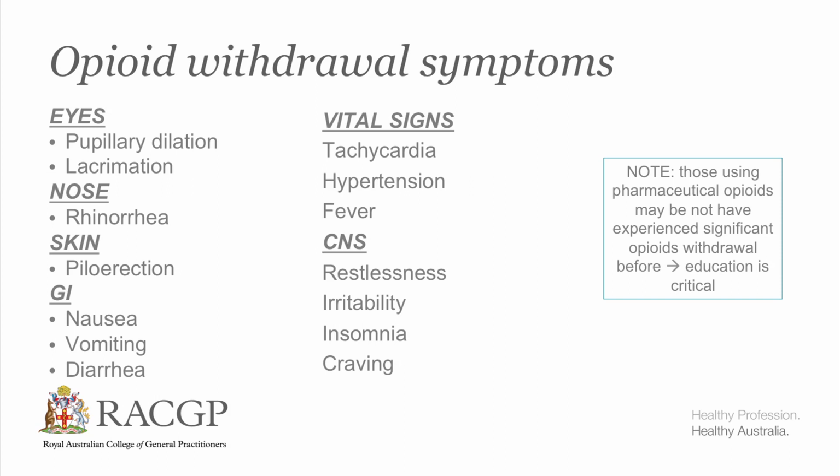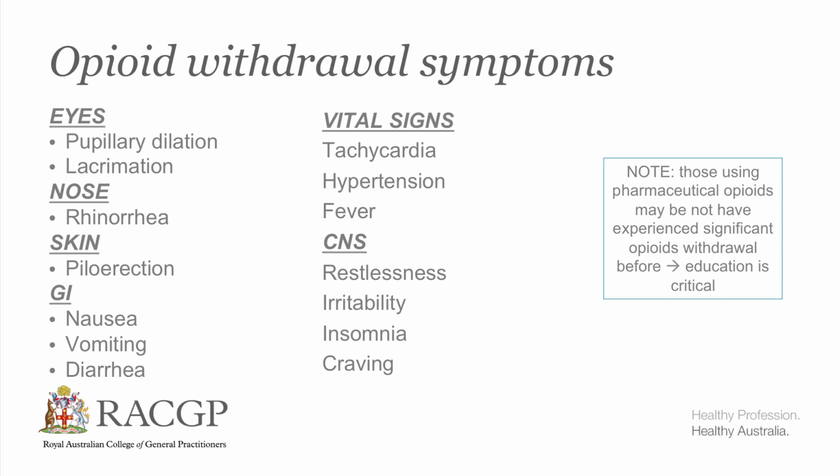Some of these are specific to opioid withdrawal: the pupillary dilatation, the lacrimation, the rhinorrhea, and the piloerection very clearly are unlikely to be present in other conditions in this setting. Whereas if somebody's got nausea, vomiting, and diarrhea, there can be other causes, as there can be for the vital signs and CNS.